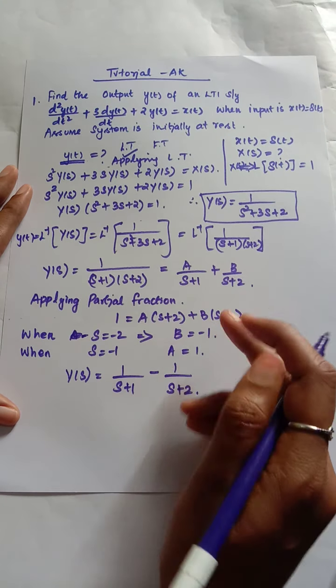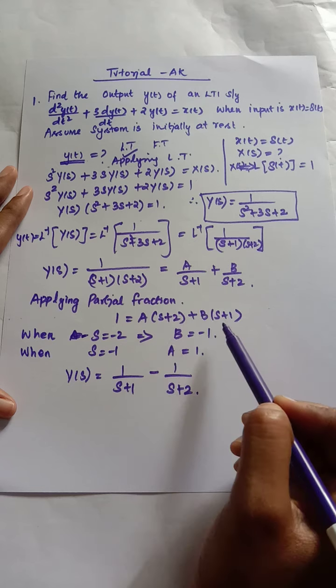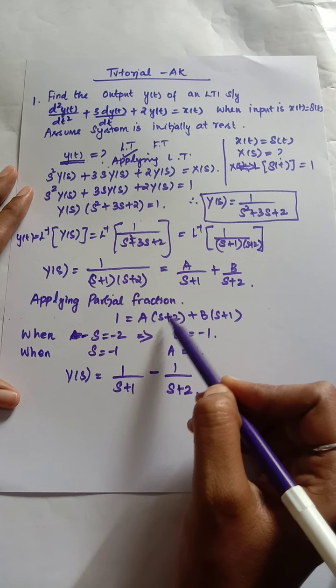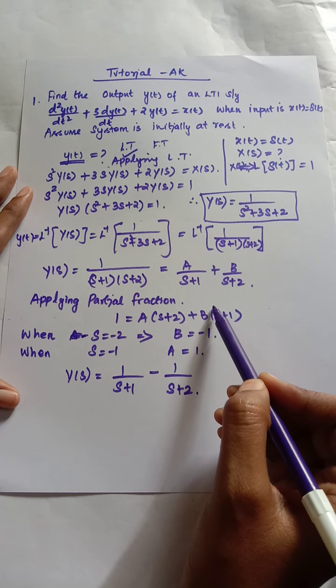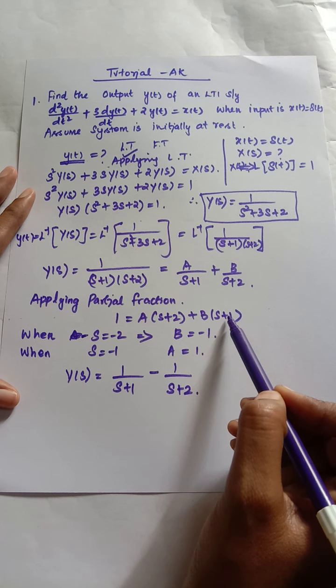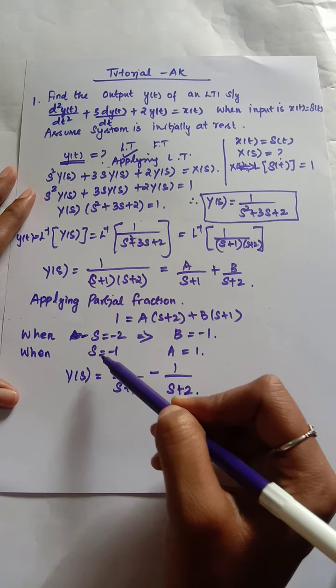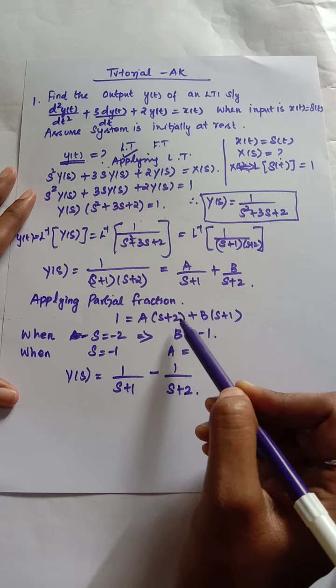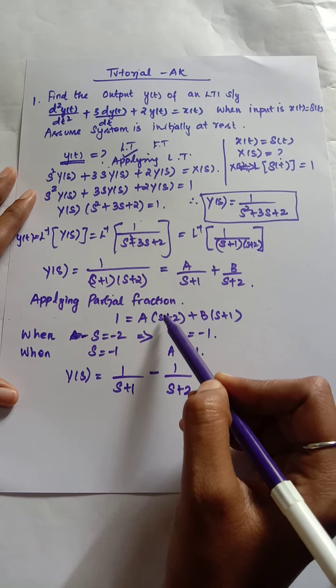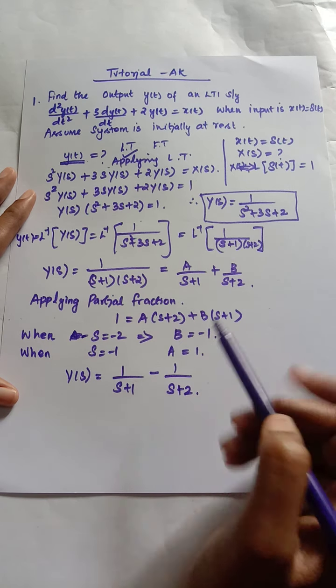Okay, sorry, b is correct, right? If s is equal to minus 2, this will become 0, and here you will have minus 2. So minus 2 plus 1 minus 1, so you will have minus 1. When s is equal to minus 1, this becomes 0. Here you will have minus 1 plus 2, 1, so a is equal to 1.